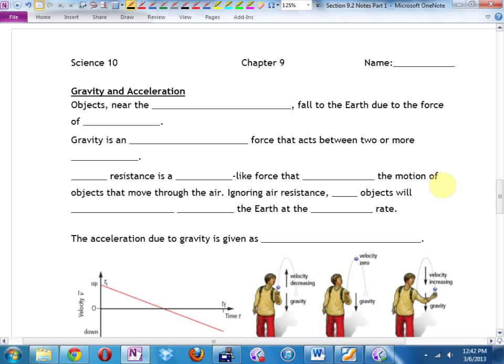One of the best applications of acceleration is gravity. Have I mentioned lately I jumped out of an airplane? When you drop something, it accelerates. So objects, as long as they're near the Earth and not in deep outer space, fall to the Earth due to the force of, help me out, gravity.